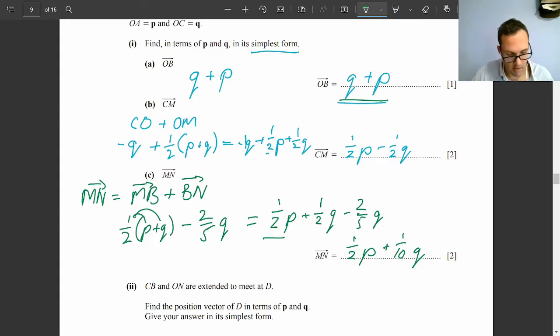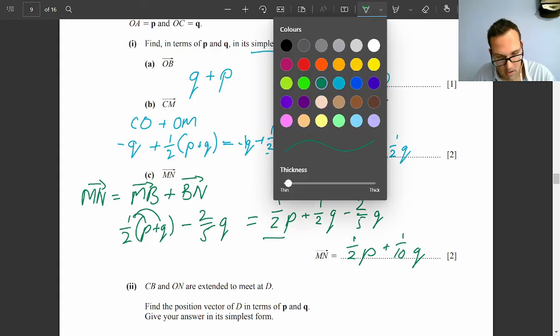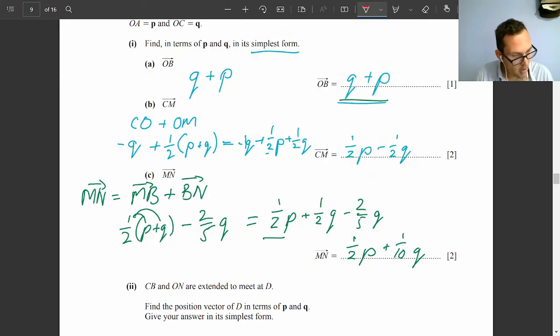We got the answer. Okay, on the mark scheme, also it tells us you can have 5P plus Q divided by 10. That's another point. Same thing, equivalent. Either one is correct.